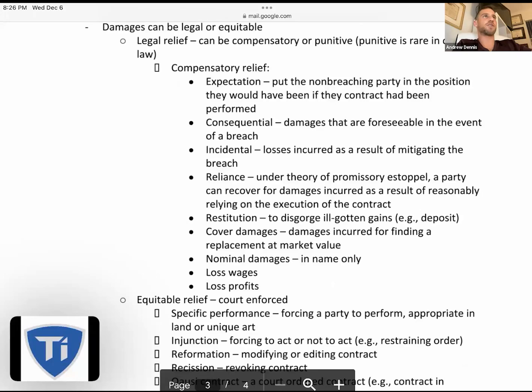You were supposed to send me the peaches, you didn't. I had to buy peaches somewhere else. This is the cost of cover. Nominal damages, name only, lost wages, lost profits. Don't get in the weeds.